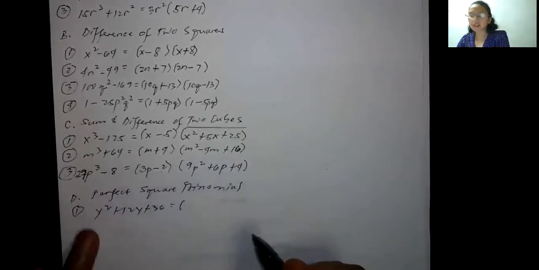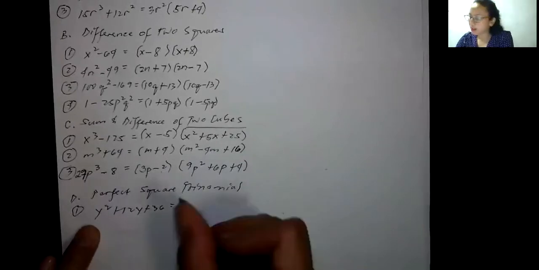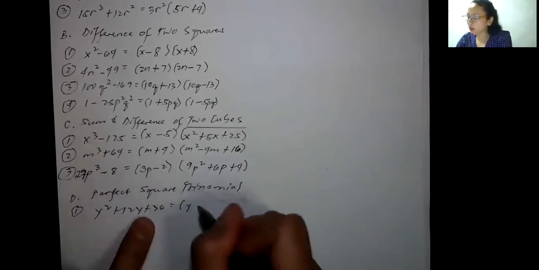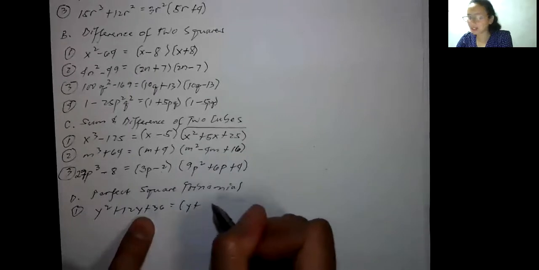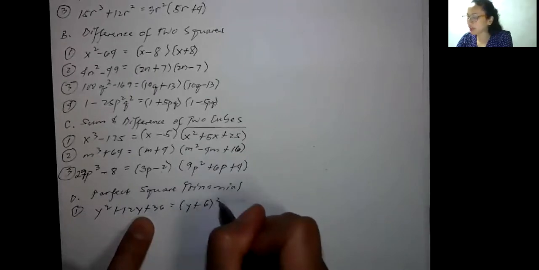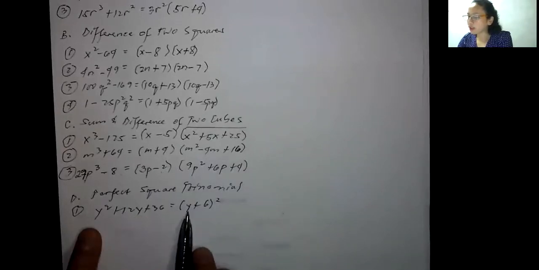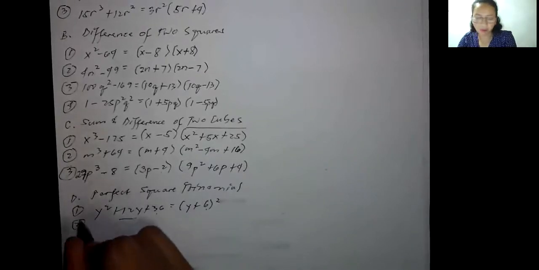So what is the square root of y squared? That is y. What is the square root of 36? That is 6 raised to the second power. Because y squared, y times y. Twice the product of these two, 6 times y, 6y, times 2, that is 12y. Then 6 times 6, that is 36.